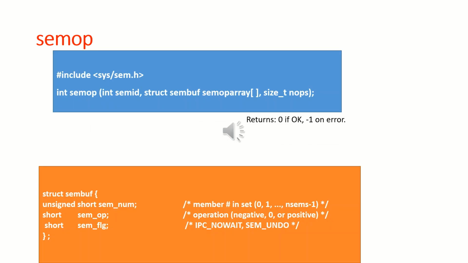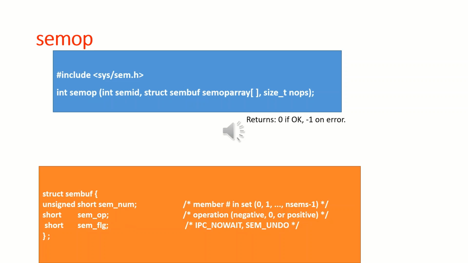The function semop automatically performs an array of operations on a semaphore set. It includes the header file sys/sem.h. The return type of semop is integer, and the parameters are the semaphore ID, a struct sembuf pointer, and the size nops. It returns 0 if it is okay, and -1 if an error occurred.